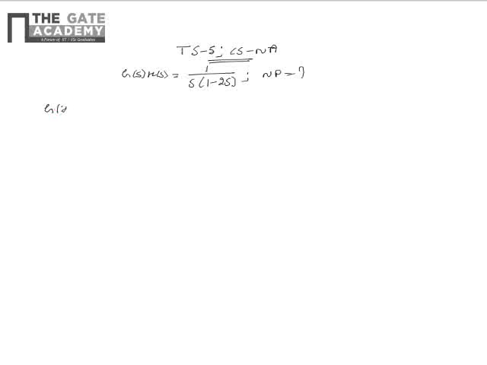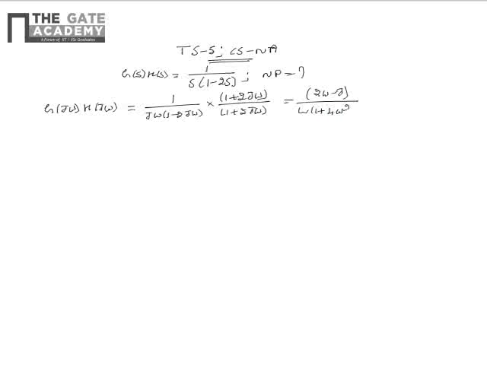Upon substituting s equal to j omega, we see that G(j omega) H(j omega) can be written as 1 by j omega into 1 minus 2j omega. Now let us multiply and divide this by 1 plus 2j omega. Upon simplification, this becomes (2 omega minus j) divided by omega into (1 plus 4 omega square). In real and imaginary form, this can be written as 2 by (1 plus 4 omega square) minus j divided by omega into (1 plus 4 omega square).